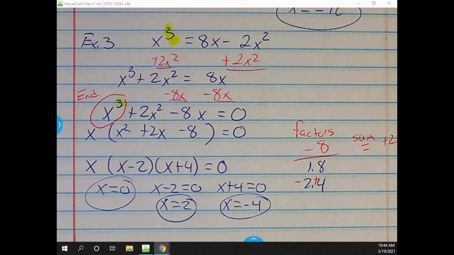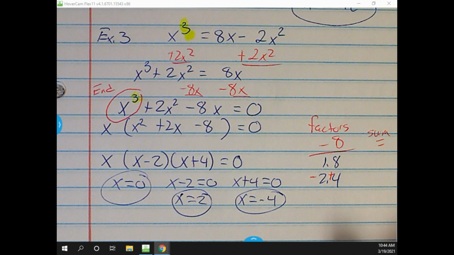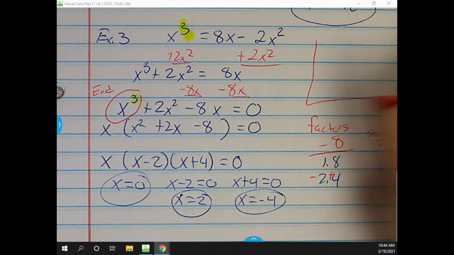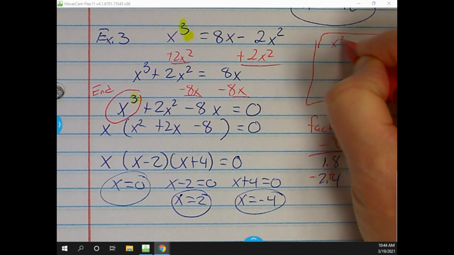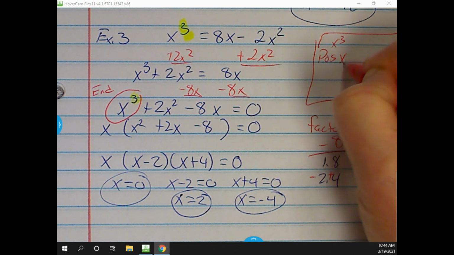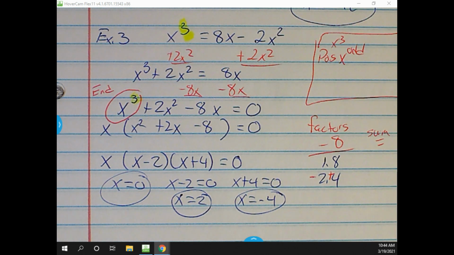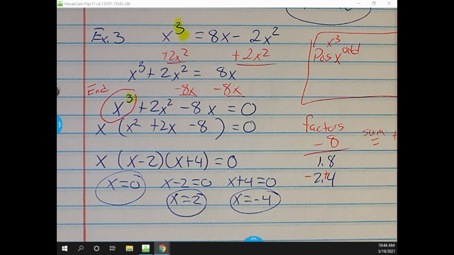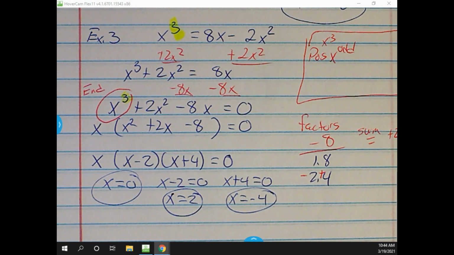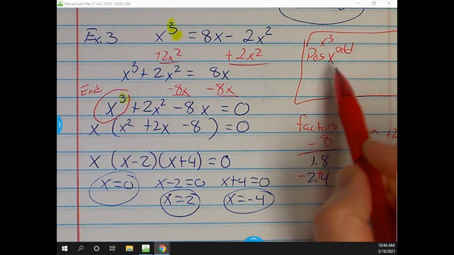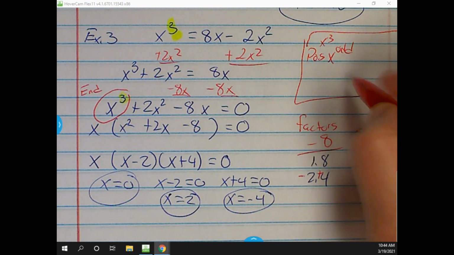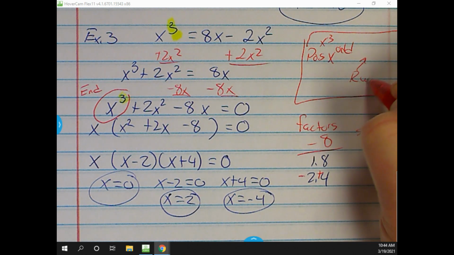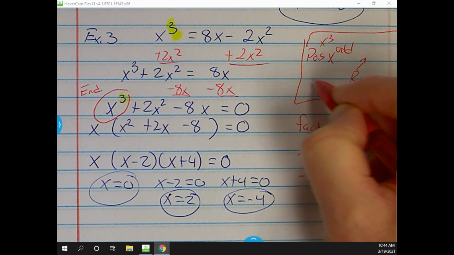We talk about what's happening on the ends of the graph, and we'll actually do this back over here so we've got a little room and don't cram it in. This was x to the third, so it was positive, and it's x to an odd power. If we go back to that chart from Tuesday, I think it was, we said if your leading term was positive and x to an odd power, then the right side was going to be going up, and the left side was going to be going down.